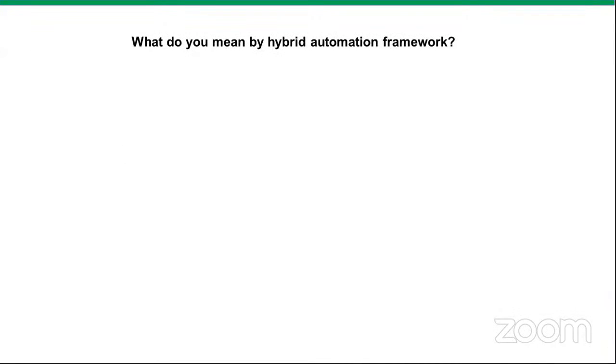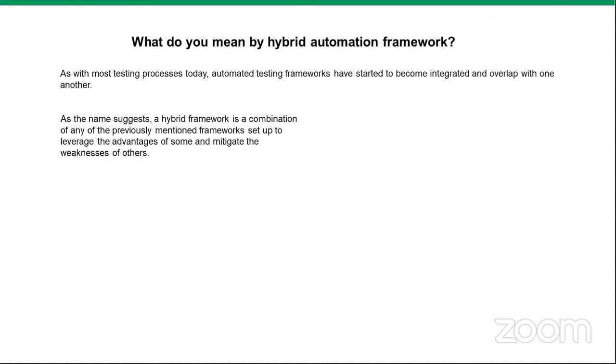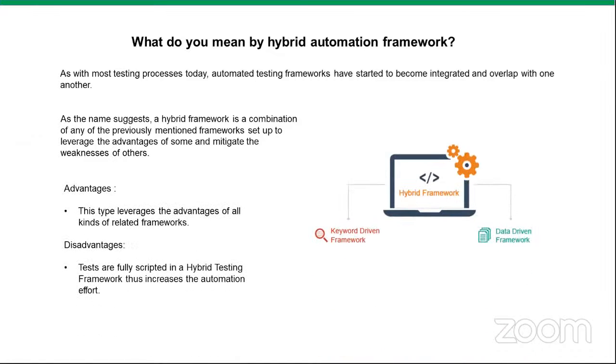Now let's discuss another question, that is, what do you mean by hybrid automation framework? So hybrid automation framework is basically a combination of keyword driven framework and data driven framework. So the name itself says hybrid, which means combination of multiple approaches.